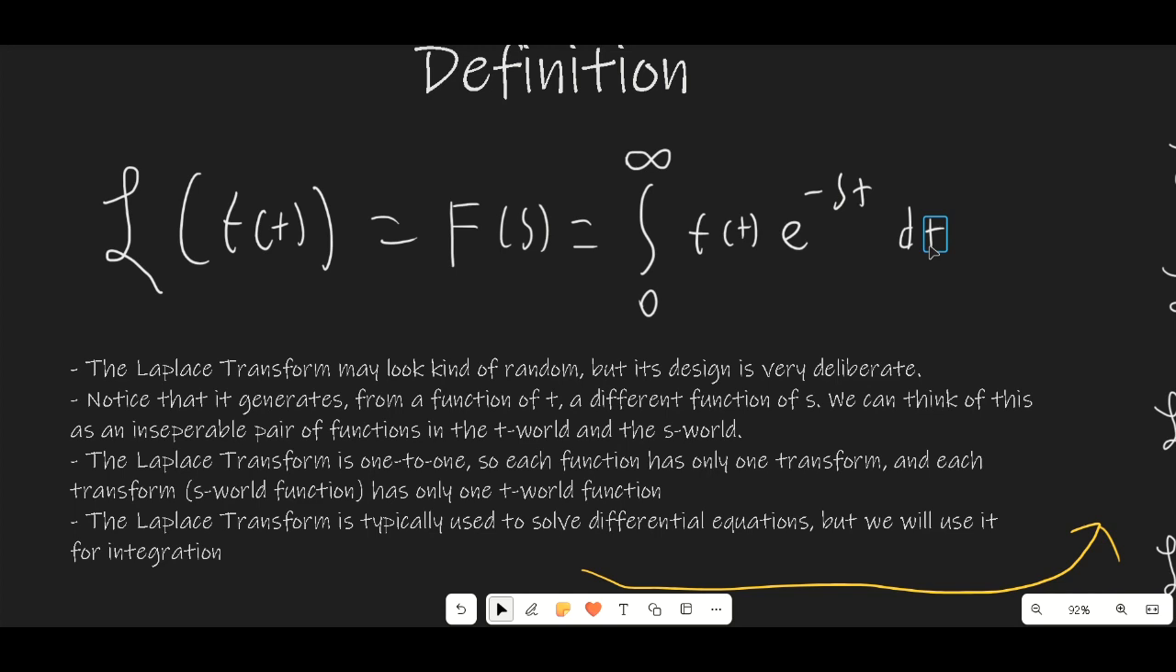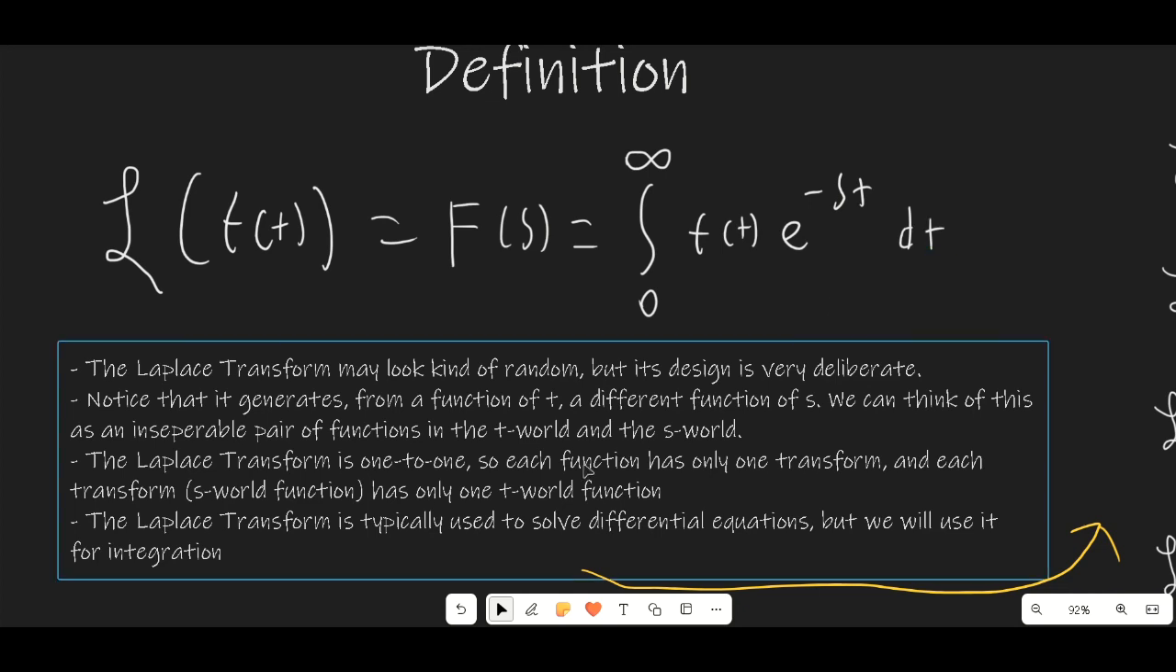And also, luckily, the Laplace transform is one-to-one, meaning that each function has only one transform, and each transform or function in the s world has only one t world function. The kind of exception to this would be functions, for example, f of t equals secant of t, where there is no function in the s world because that integral simply doesn't converge for any value of s.